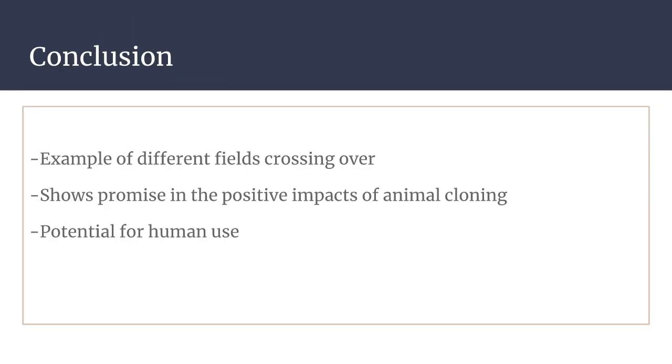So in conclusion, the somatic cell nuclear transfer technique is a perfect example of different fields crossing over, such as technology and genetics. The technique shows promise in positive impacts of animal cloning, and it is yet to be discovered or really experimented with, but there is the potential for the human use of somatic cell nuclear transfer.